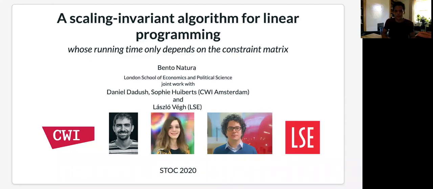I'm going to speak about the paper A Scaling-invariant Algorithm for Linear Programming, whose running time only depends on the constraint matrix. This is joint work with Daniel Dadush and Sophie Huiberts from CWI Amsterdam and László Végh from LSE.